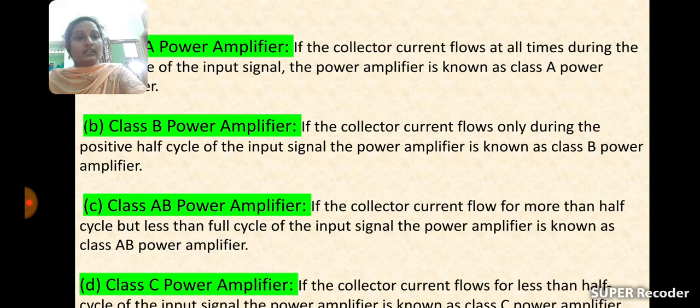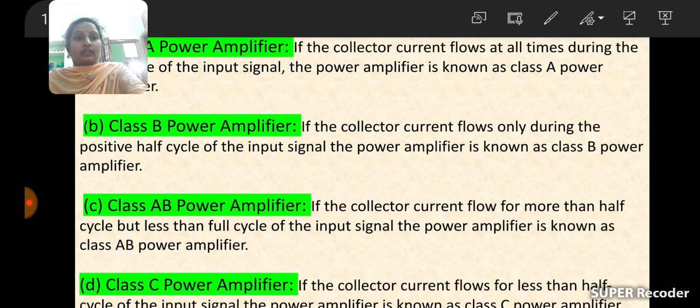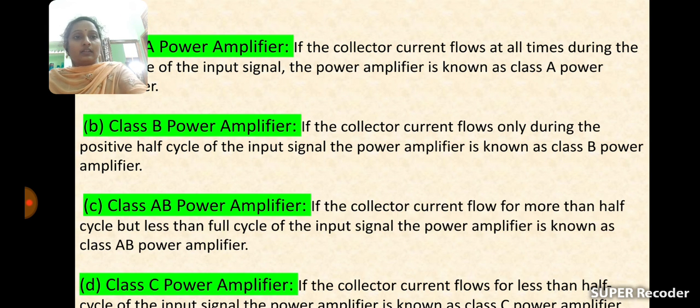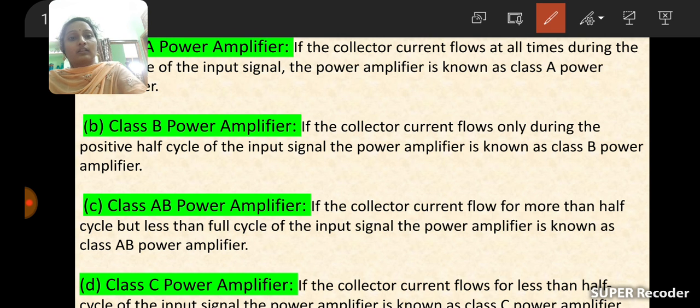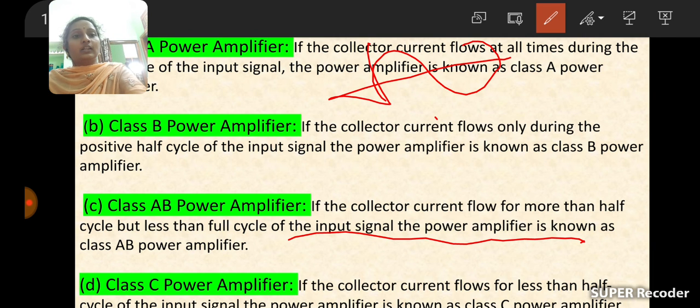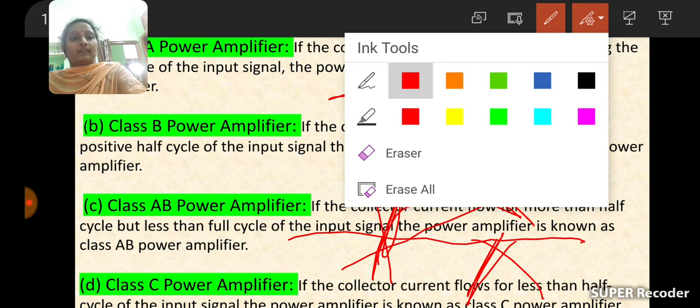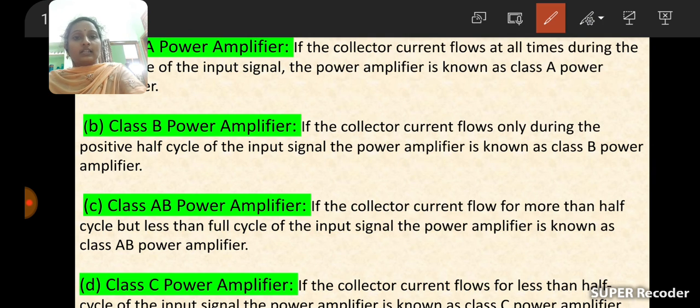Class AB will produce the output for more than the positive half cycle and less than the negative cycle. And class C is for less than half cycle only. Class A provides for positive and negative, class B provides only for the positive half cycle, class AB provides greater than positive and less than negative, and class C provides less than half cycle. So this is about class A, class B, class AB and class C.